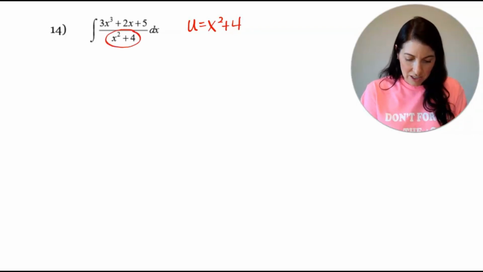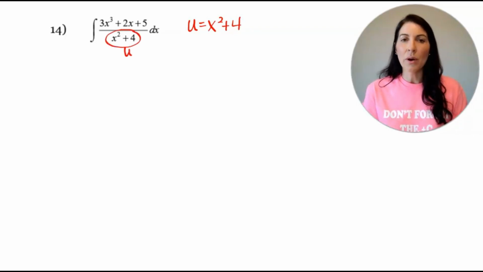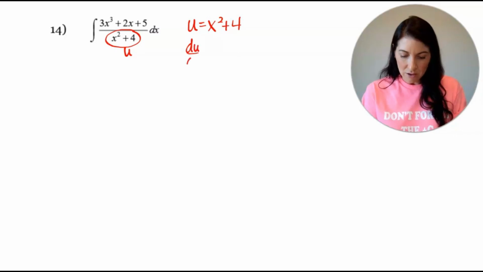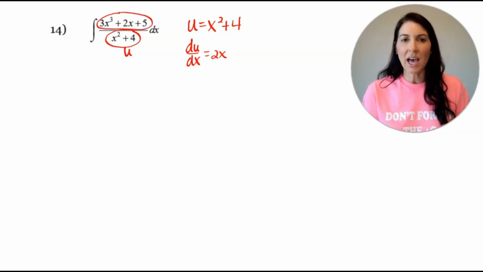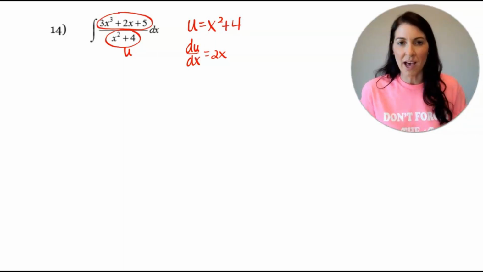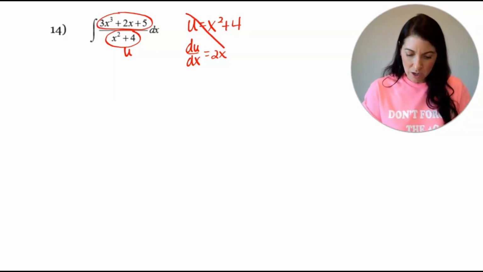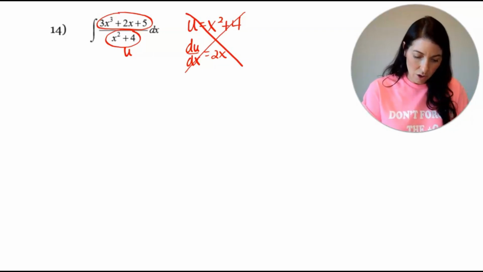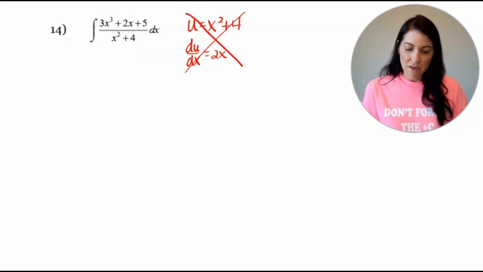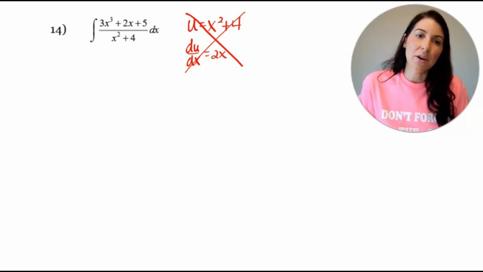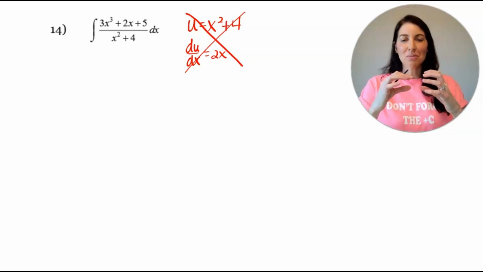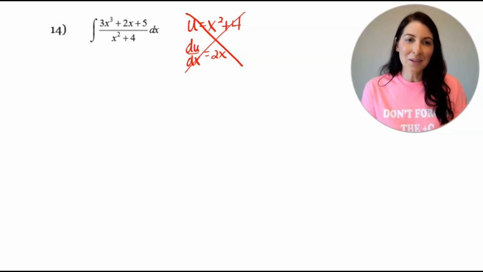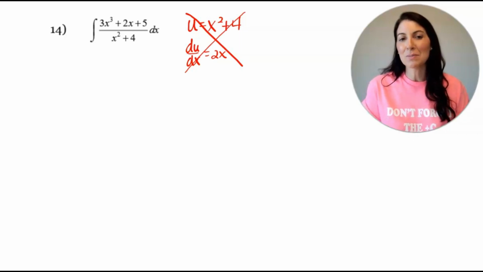So a common strategy is to make your denominator be the u. But in this case, it doesn't work because when you take the derivative of u with respect to x, you only get 2x. You don't get anything as a cubic, x cubed plus 2x plus 5. So we are not going to use the strategy where we make the denominator be the u. And some of you may think, okay, but would I make the numerator be the u? Well, that's not going to work in this case either because we have the x squared plus 4 in the denominator. So you'll never produce that when you take the derivative of u with respect to x.